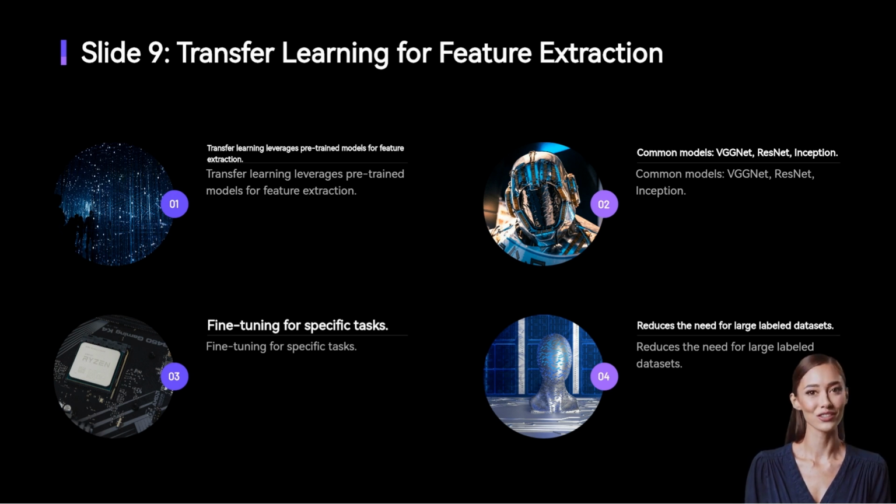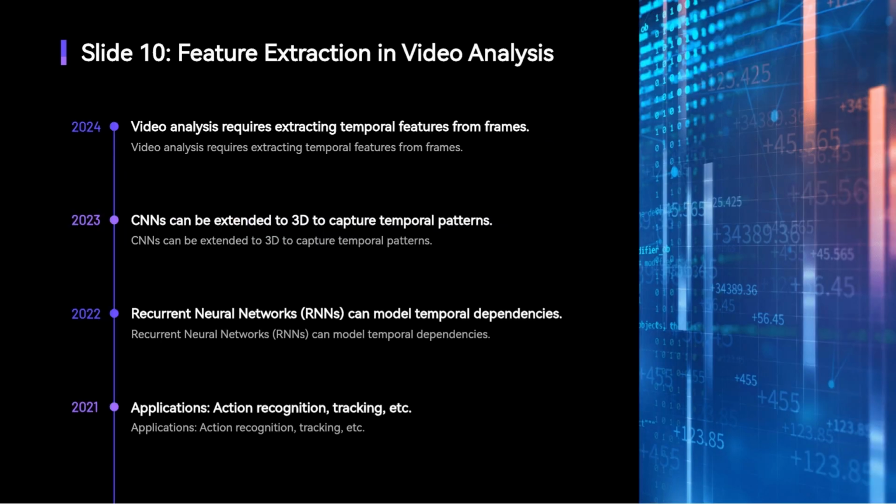Transfer learning is widely used in many applications, including object detection, classification, and segmentation, especially when the available labeled data is limited. Video analysis presents unique challenges because, in addition to spatial features, temporal features, movement between frames, need to be extracted. For this, CNNs can be extended to 3D, where the third dimension represents time. 3D convolutions allow the network to capture spatiotemporal features from video frames, learning patterns that change over time.